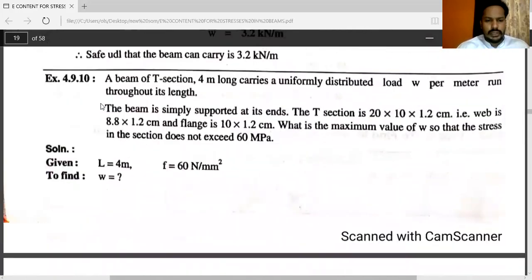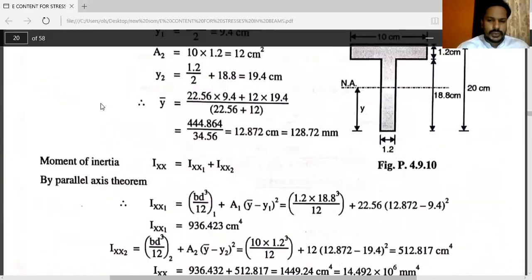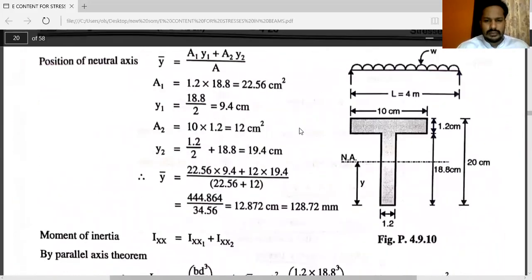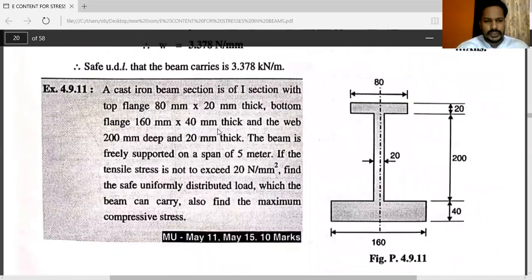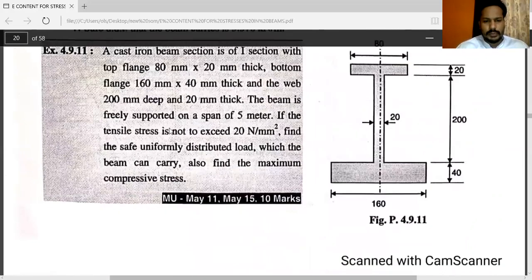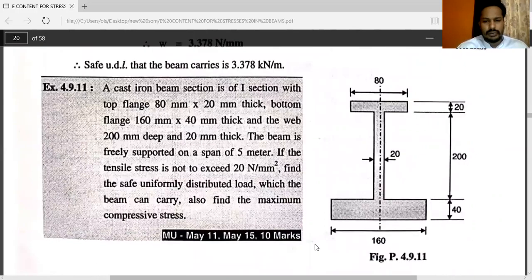Now here we will take a university problem. See, different problems are there like a T section, I section, but the steps are the same. You can see the problem is from May 2011, May 15, a continuously repeated question for 10 marks.